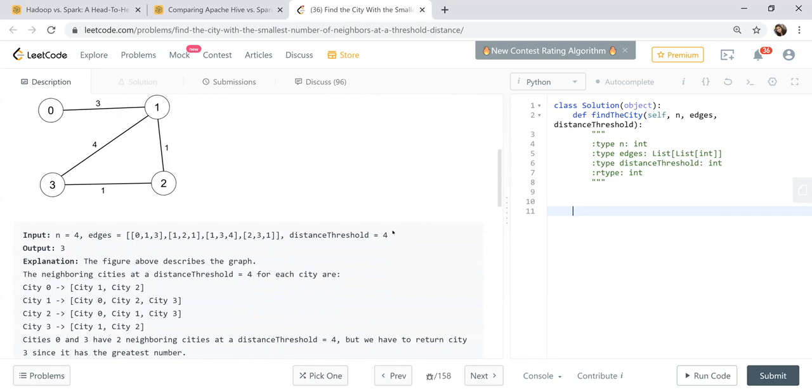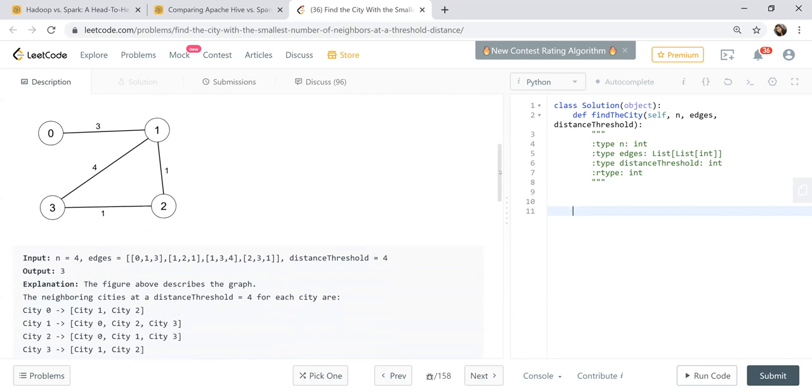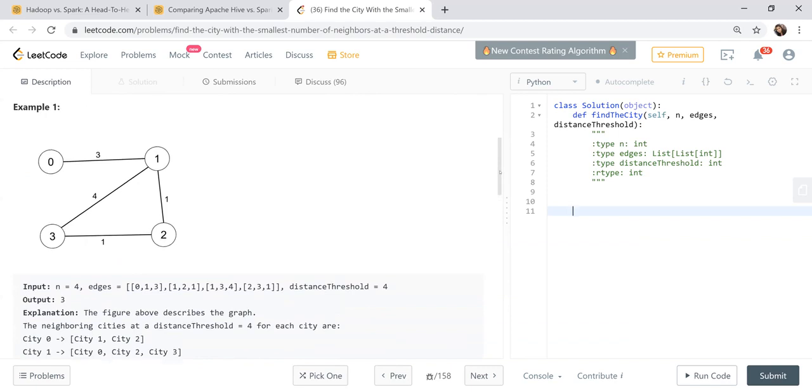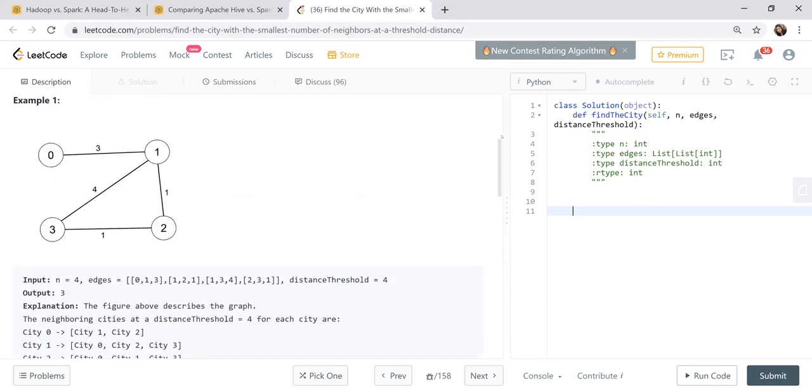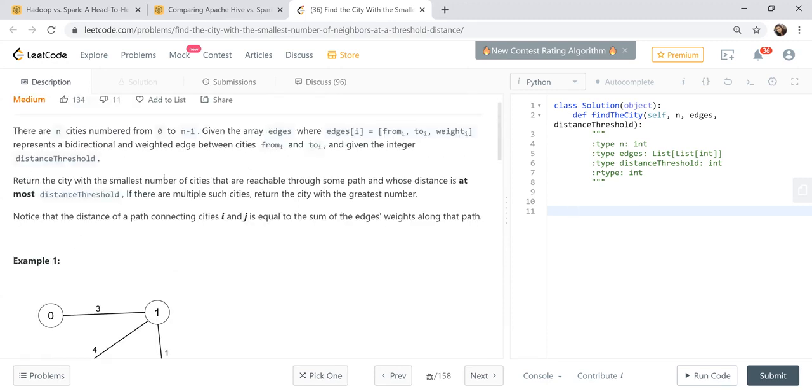So here also if we are looking for the minimum cities. No, we are not. Basically, Dijkstra gives you the shortest distance from one city to another. So here we are trying to find all the cities within the threshold. For example, from 0 it will give city 1 and city 2. But the goal is to return the city with the smallest number of cities that are reachable through some path. So what's the first goal here? We have to figure out the shortest path from each city to every other city, and within that threshold.